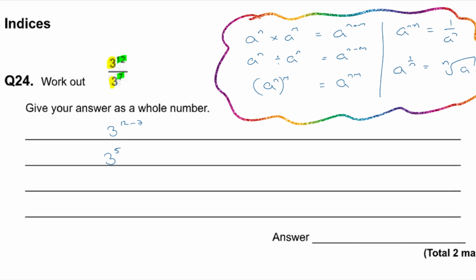Now it's asking us for an answer as a whole number here, so I'm going to have to evaluate 3 to the power 5. It's quite a lot of work, isn't it? So 3 to the power 2 is 9. To the power 3, if we're going to cube it, going to get 27. Times it by another 3, it'd be 3 to the 4, that's 81. And times that by 3, that's 243, isn't it? So that's my answer, 243.